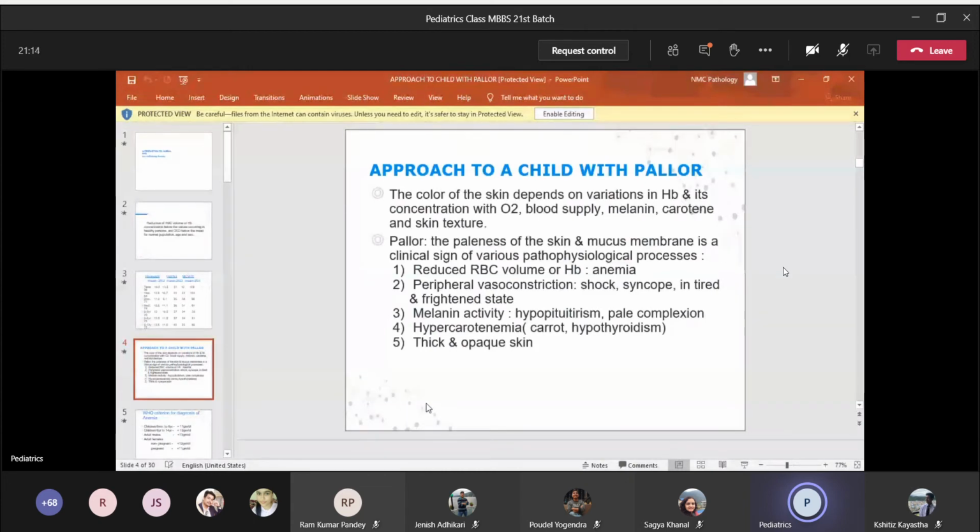In anemia, we can see pallor mainly due to reduced RBC volume or reduced hemoglobin. While in shock or syncopal attack, there is peripheral vasoconstriction, so we can see pallor. In hypopituitarism, we can see pallor because of decreased melanin activity. We can also see pallor in hypothyroidism and carotene overeating, that is hypercarotenemia. And normally we can see pallor in a person who has thick and opaque skin.